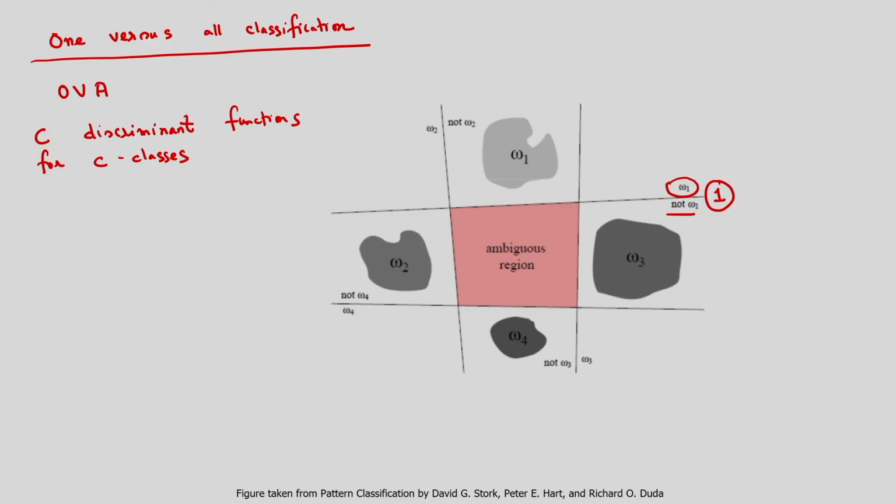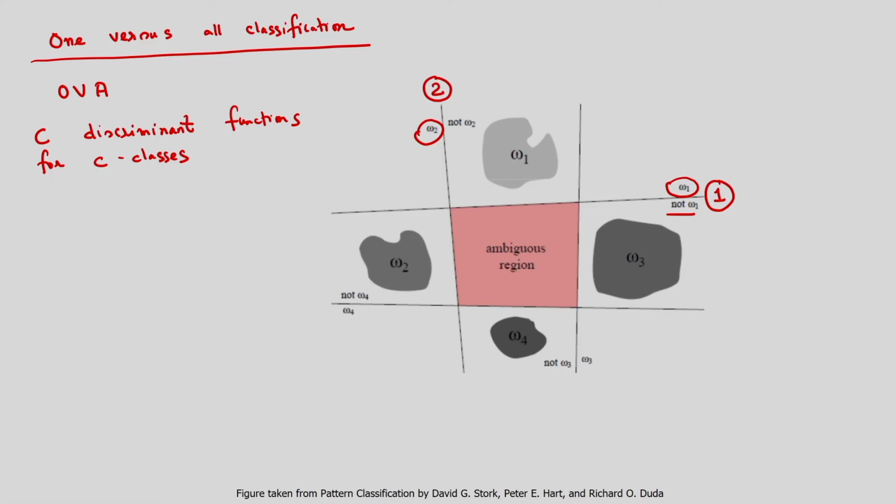Similarly, if I consider decision boundary number 2, one side is omega 2 and the other side is not omega 2. That is with respect to omega 2 versus all.